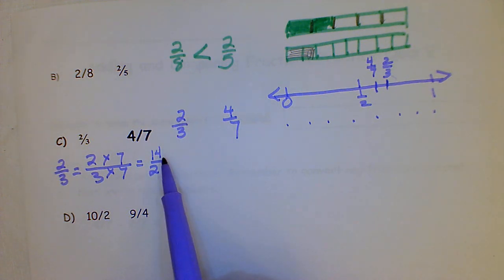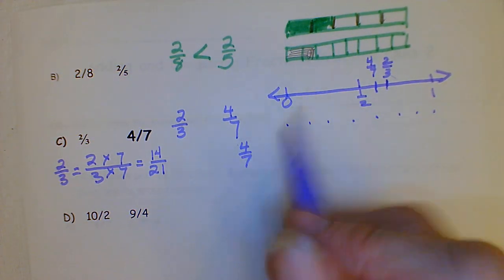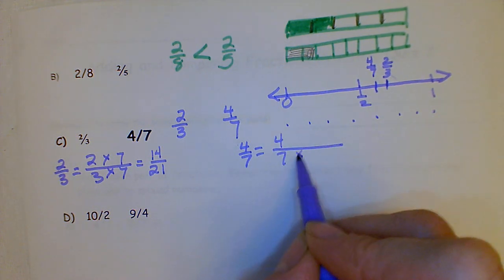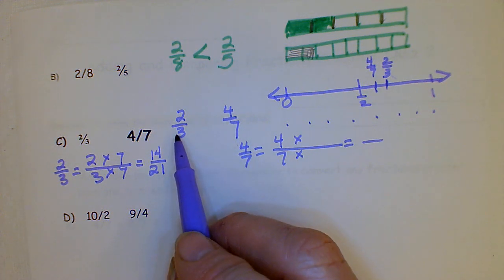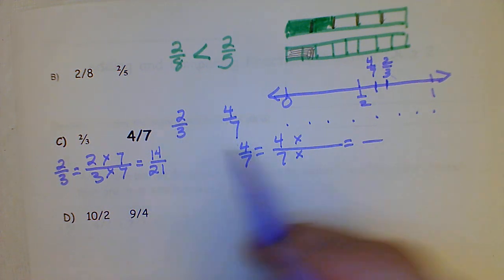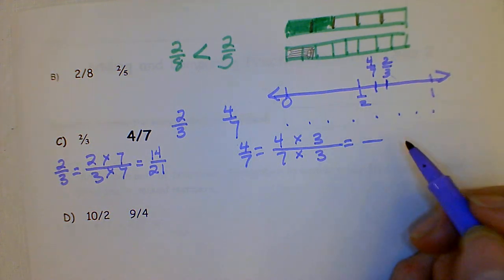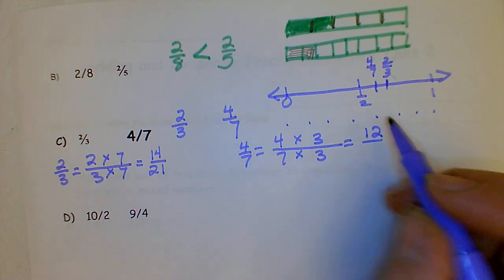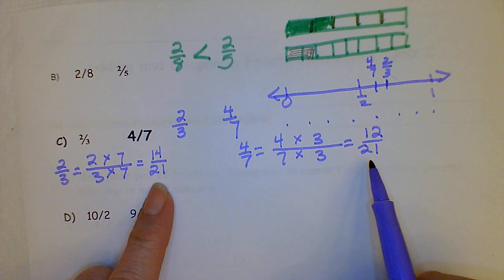So these are equivalent. Now, let's work with 4/7. I want to convert that. Sorry, I want to decompose that, is a better way of saying it. I want to do that by multiplying it by the other fraction's denominator, which is 3. So I'm going to multiply it by 3/3 because 3/3 is just 1. 4 times 3 is 12, and 7 times 3 is 21. So now they both are 21sts.